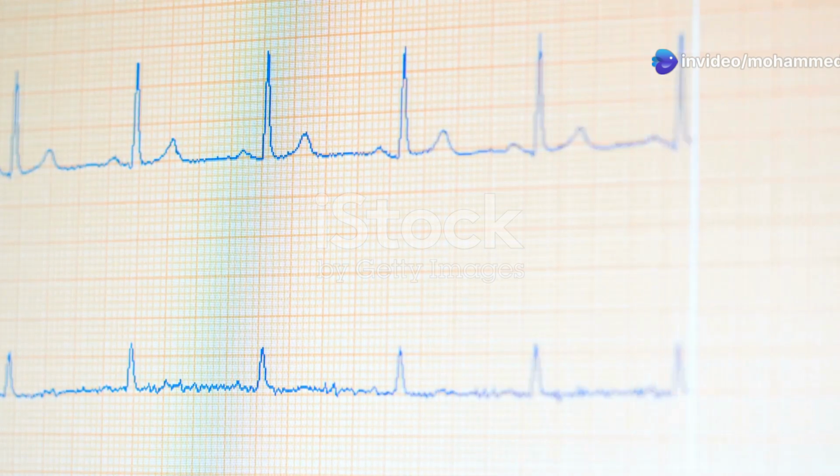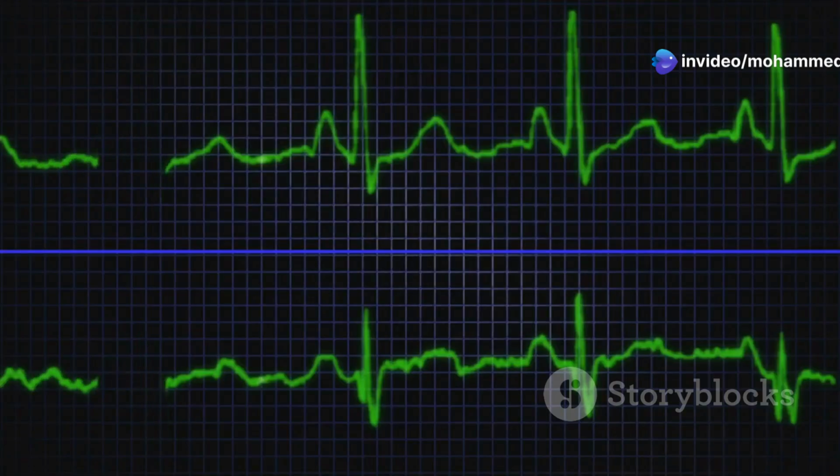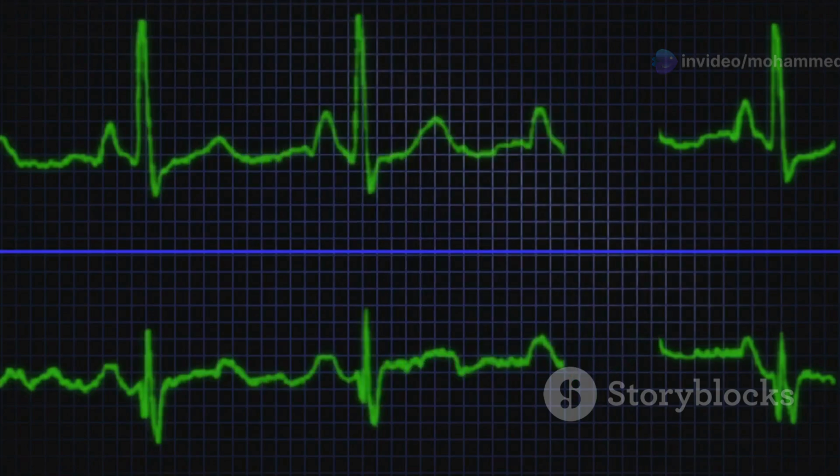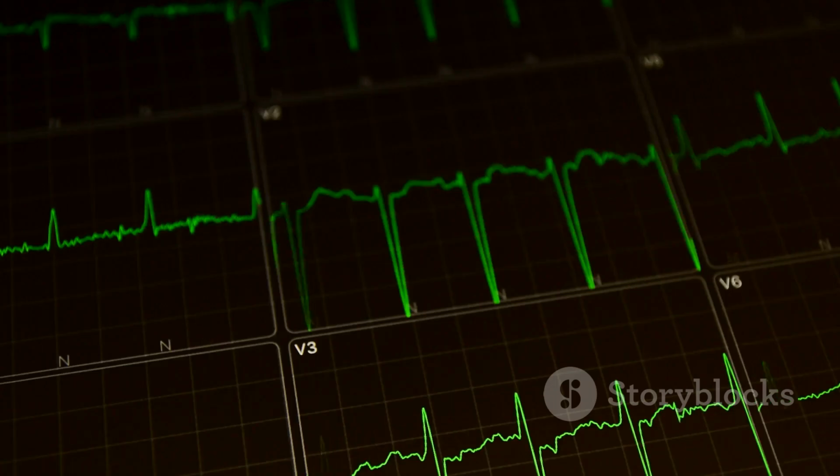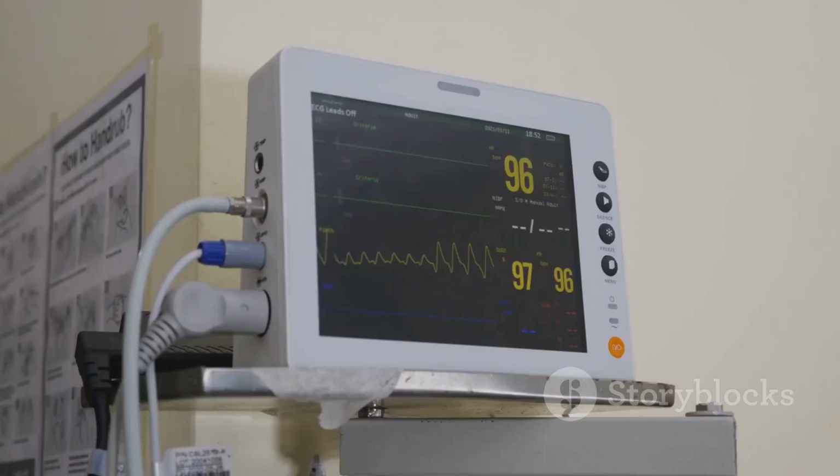It travels to the atrioventricular node, then down the bundle of His. The signal reaches the Purkinje fibers, causing the ventricles to contract. This coordinated contraction creates the heartbeat we feel.